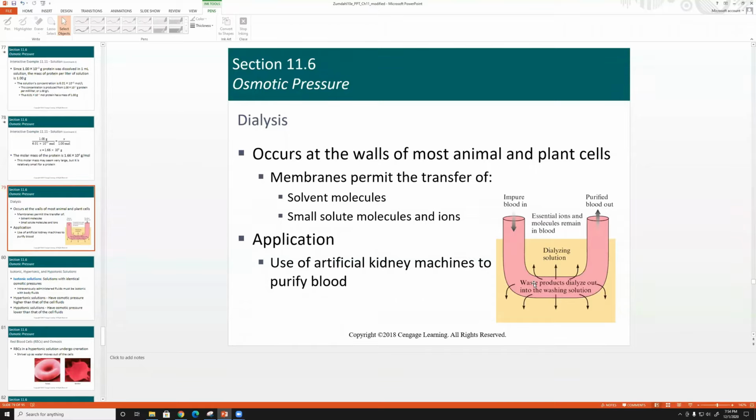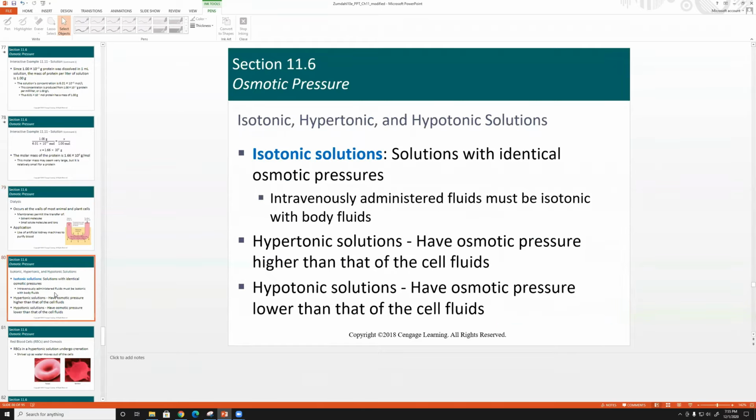Eventually it'll get to a point where the process slows down, because the concentration of the dialysis solution will be around the same as in the blood. So what you do is remove the dialyzing solution and put in another, clean dialyzing solution, so you can redo this process again. So this is the process of dialysis.